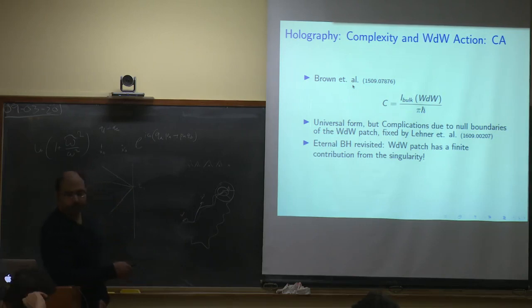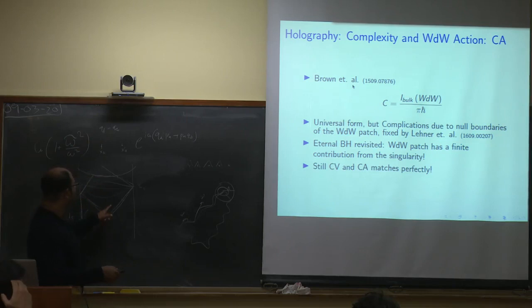And the Wheeler-DeWitt patch can sometimes hit the singularity? The Wheeler-DeWitt patch will hit the singularity. So it will get a finite contribution from the singularity, this boundary term. It is bounded by the null cones, the light cones, and on one side it is bounded by the singularity. So indeed it does get a contribution. This is what I have on the slide as a finite contribution from the singularity. Despite that, the CV answer will match the CA answer, which is the action evaluated inside this region with the boundary terms. Despite appearances, they will match.